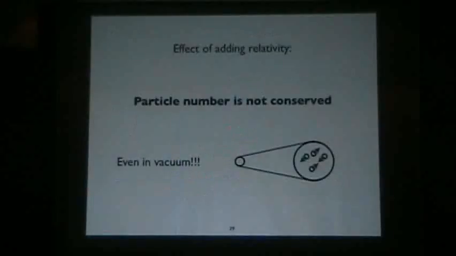The moral of the story being that when you add relativity to the game, particle number is no longer conserved, even in a vacuum. And the vacuum is this very exciting place where particles are constantly coming in and out of existence. When you zoom in and look closely at the vacuum, the uncertainty in energy is huge, and particles are popping in and out of existence like crazy.